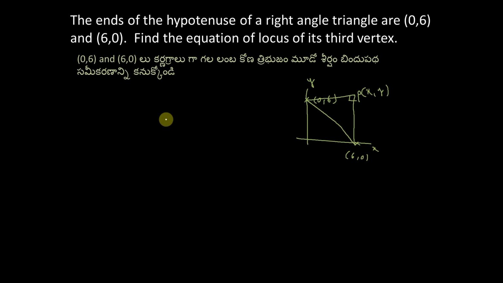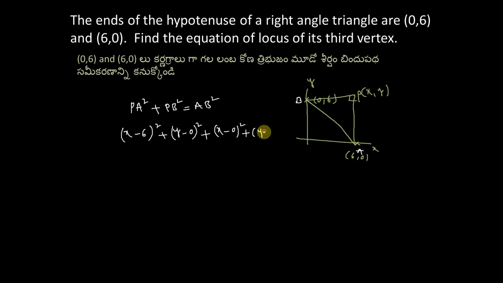You all know the property of a right angle triangle: hypotenuse square is equal to base square plus height square. So from that, take this point as A here and this point as B. So I can write PA square plus PB square is equal to AB square. Now substitute the distance formula here. PA square means (x minus 6) whole square plus (y minus 0) whole square, plus PB square means (x minus 0) whole square plus (y minus 6) whole square, that is equal to AB square.